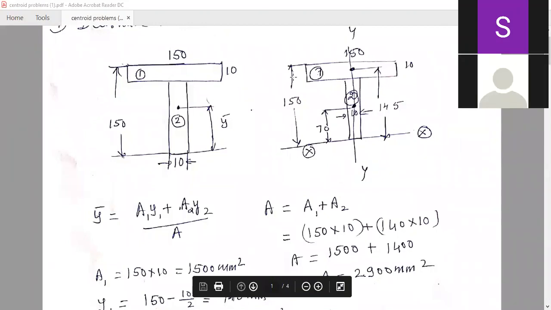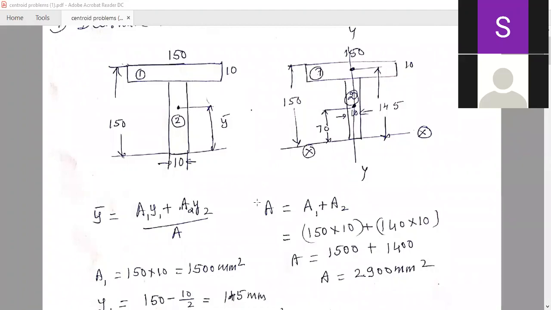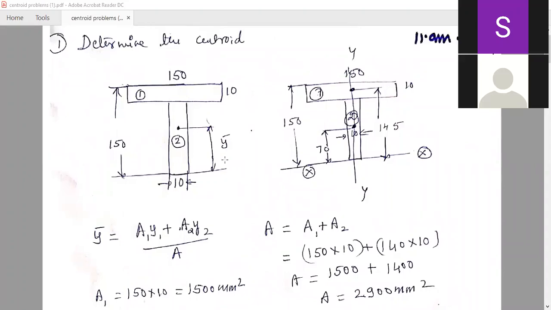So today we'll discuss some of the problems related to centroid. In yesterday's class we have seen the centroid is the point where the entire area is assumed to be located. Okay. Suppose in case of rectangle, centroid always lies at a distance b by 2 and d by 2. Okay. Now we'll see this problem.